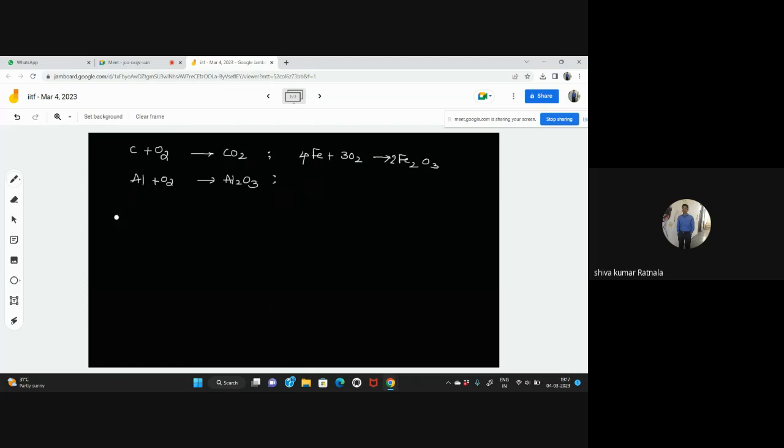And let me take one more example. Tell me whether it is a redox reaction or not.